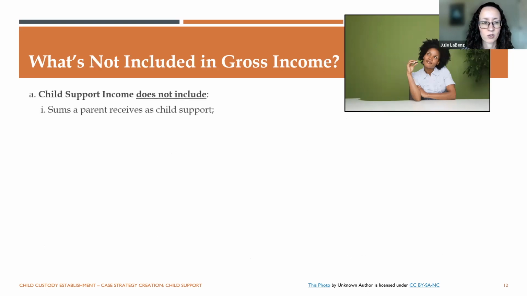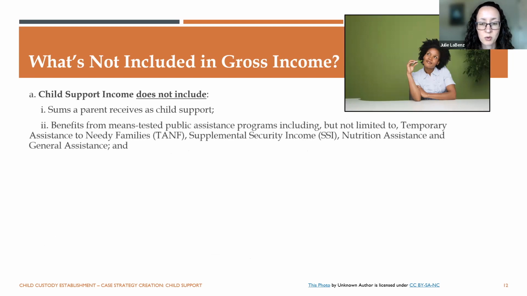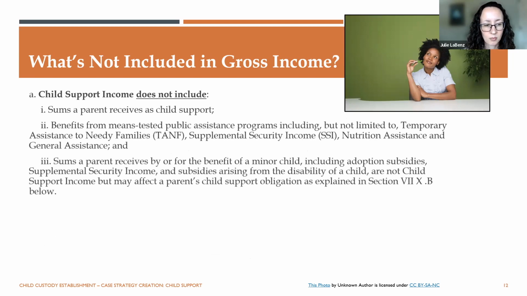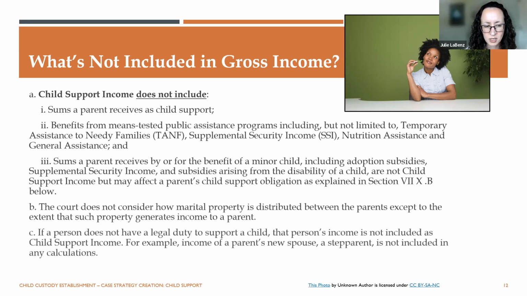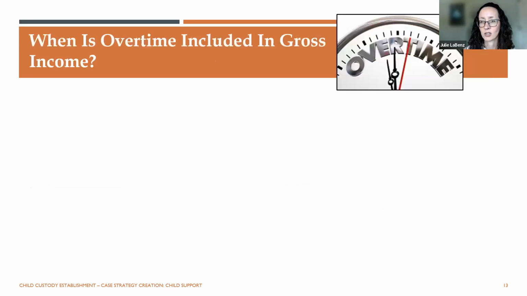What's not included in gross income? Sums received as child support, welfare benefits, sums a parent receives by or for the benefit of a minor child, including adoption subsidies, supplemental Social Security income, and subsidies from the disability of a child. Those are not income. The court does not consider how marital property is distributed in determining income for child support purposes. And if a person does not have a legal duty to support a child, that person's income is not included. So income of a parent's new spouse or a step-parent is not included in a calculation.